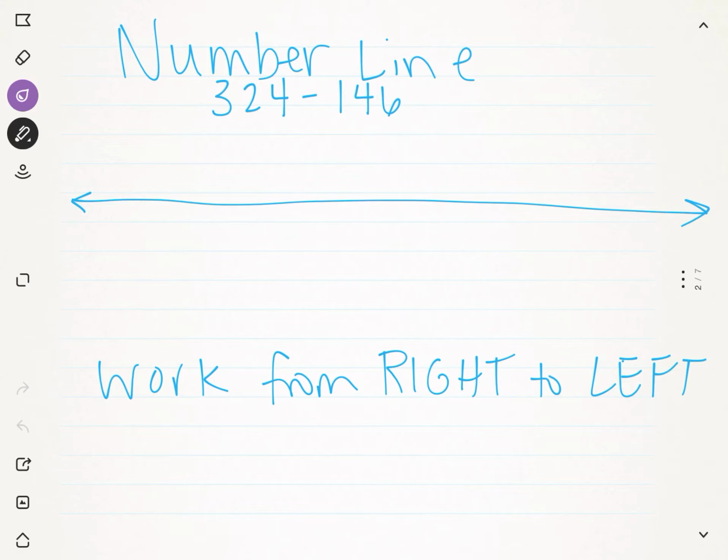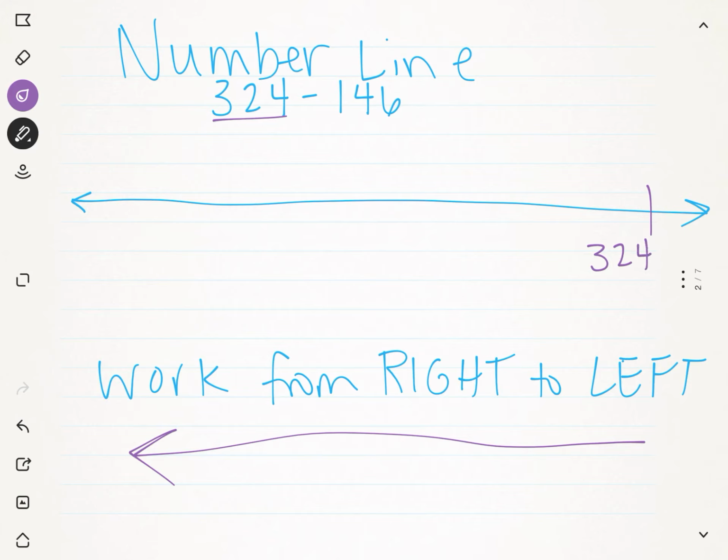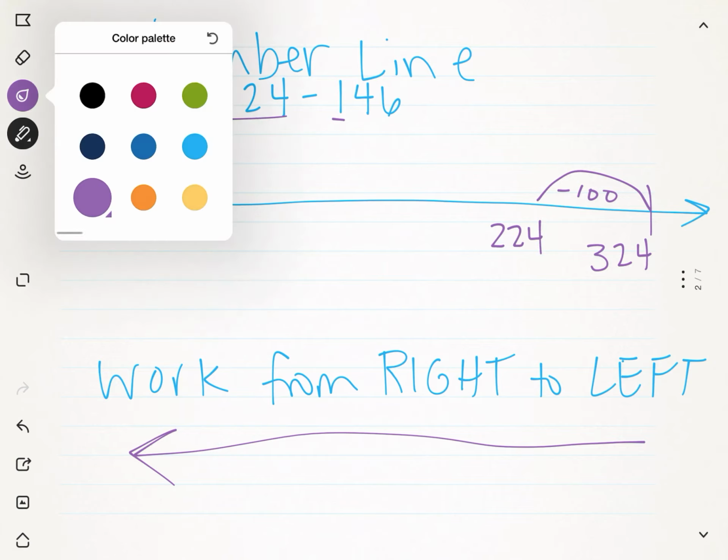So our number line, we are subtracting, meaning our numbers are going to be getting smaller. So we start at the right, and we're going to go to the left. So starting here, we're going to start with our first number, which is 324. This is subtraction. You need to make sure you're always using the biggest number first. So we're going to start by subtracting our hundreds. I only have 100. So I'm going to subtract 100. So 324 minus 100 is 224.